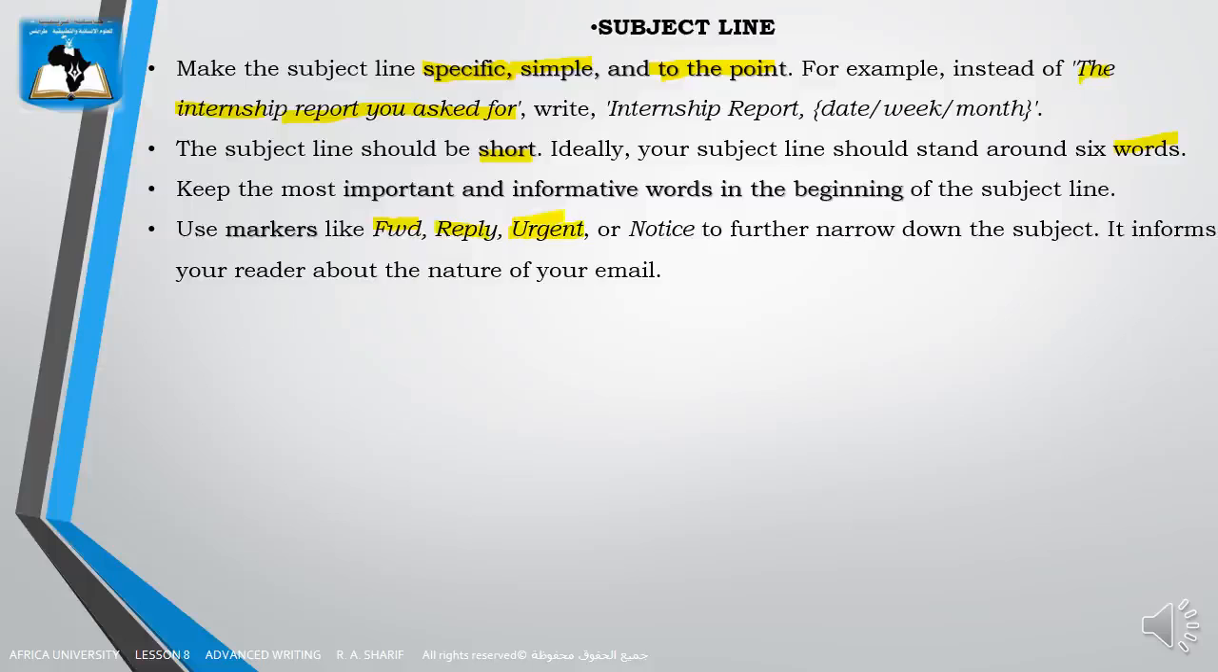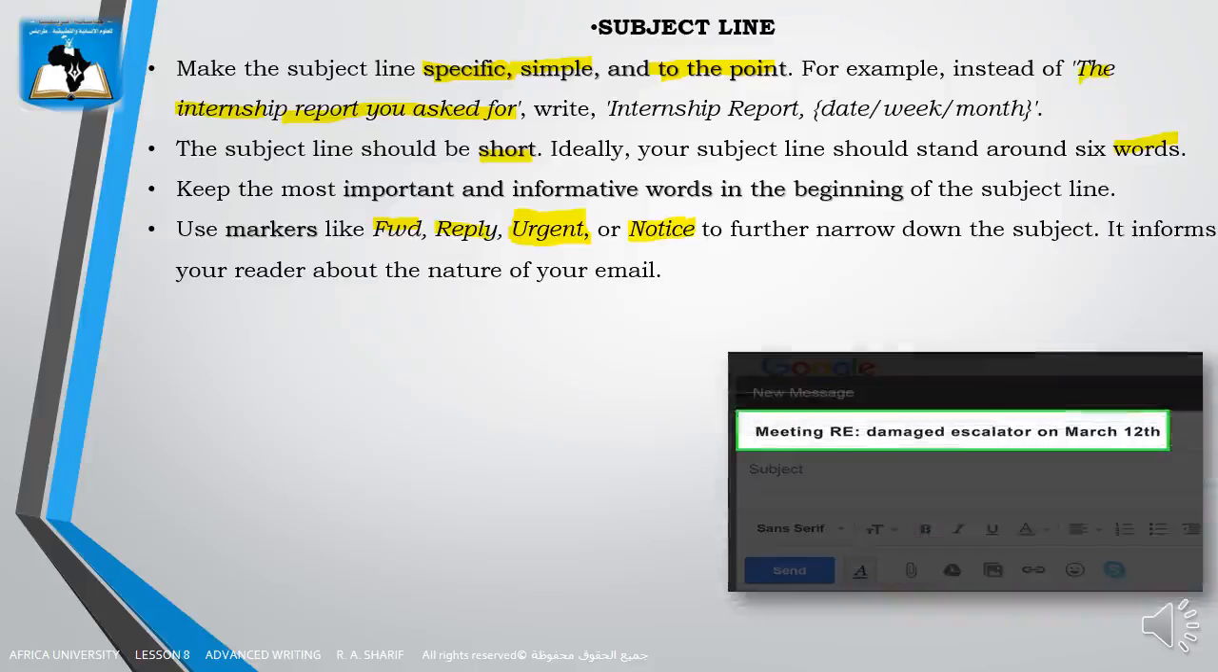Or urgent. Urgent is something very important, okay? When you have an urgent situation, just write urgent in the subject line. Or notice. Notice also brings the attention of the recipient. To further narrow down the subject, these markers inform your reader about the nature of your email. If it's urgent, if it's normal, if it's a reply, if it's a notice he should take care of. So all of these important tips you need to follow.